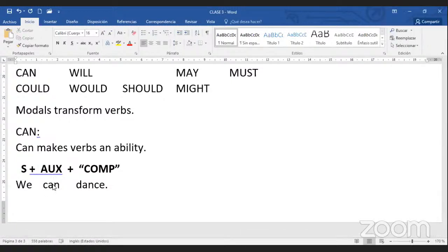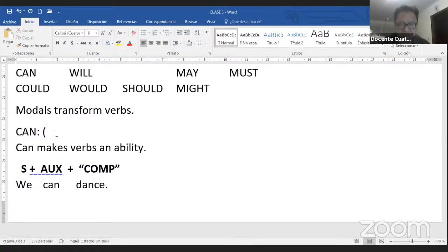But that's the problem. They don't have a translation, but we're gonna give them a word in Spanish so we can understand them. In this case, for can, we will use the word in Spanish poder. But it's not the translation. You know, like table, the translation is mesa. Computer, the translation is computadora. Can, no translation. This is just a word to understand the modal. So we can dance is nosotros podemos bailar.